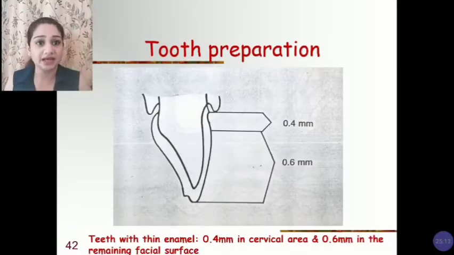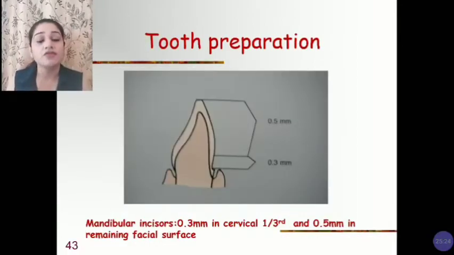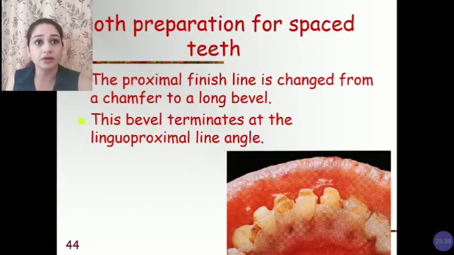Then teeth with thin enamel. When we have thin enamel or some kind of abrasion is present, 0.4 millimeter is done in the cervical area and 0.6 millimeter is done in the remaining facial surface. For a mandibular incisor, wherein we have thin enamel and the overall tooth structure is smaller, 0.3 millimeter in the cervical 1/3 is done and 0.5 millimeter of reduction in the remaining facial surface is done.